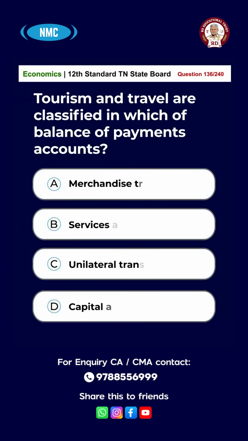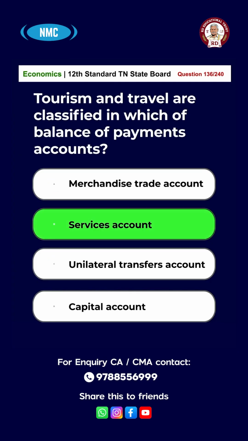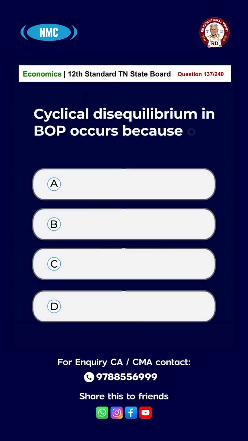Question number 136. Tourism and travel are classified in which balance of payments account? A. Merchandise trade account. B. Service account. C. Unilateral transfer account. D. Capital account. The answer is option B. Services account.